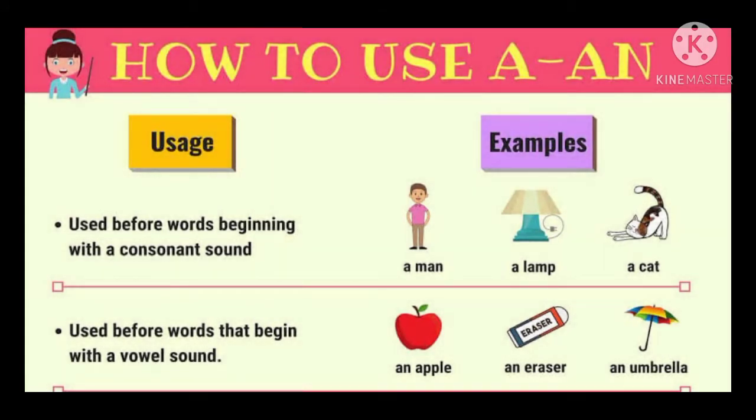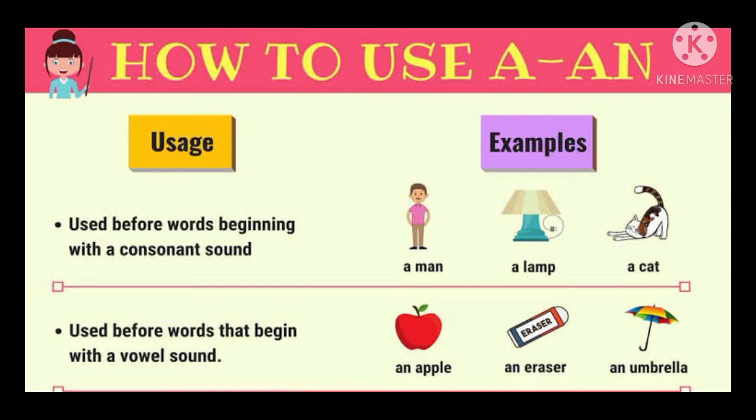Children, the article a is used before a noun that starts with a consonant sound. For example, a man, a lamp, a cat. They all start with a consonant like M, L and C. So before a consonant, we always use a.